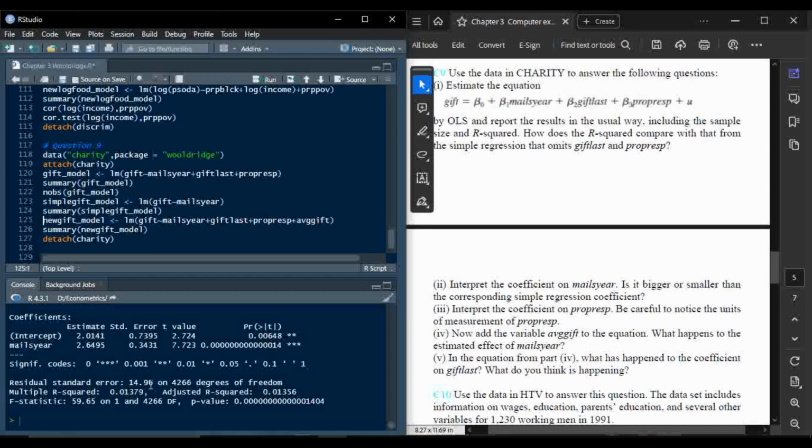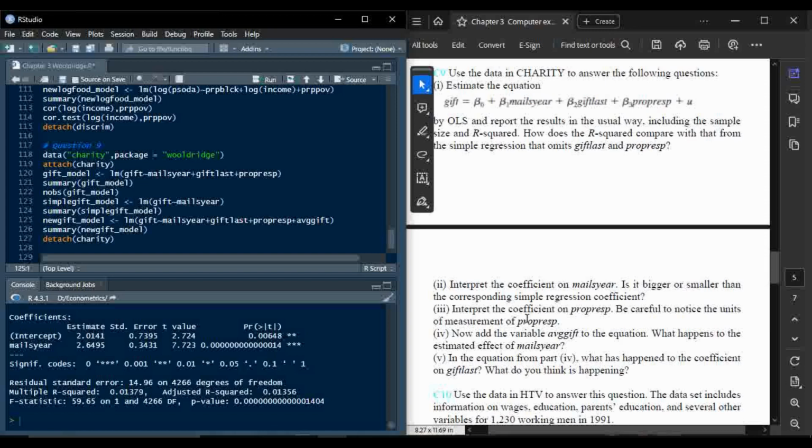So the multiple regression estimate is somewhat smaller. The simple regression coefficient is somewhat bigger than the multiple regression coefficient.